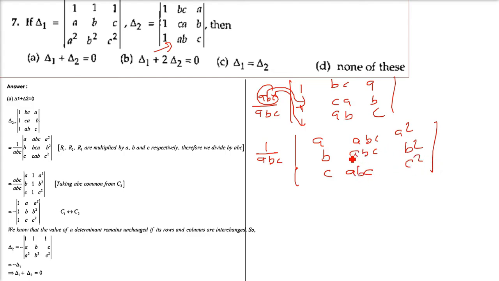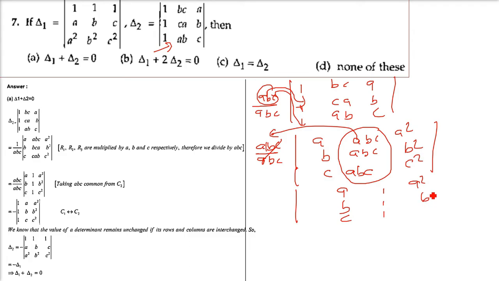Now let us take ABC common from the second column. ABC was already in the denominator, so just cancel it. So you get 1 1 1, A B C, A square B square C square. Now just change column 1 to column 2, that means exchange column 1 and column 2. And we always remember that when we exchange two rows or two columns, we have a negative sign outside. Column 2 and column 1 we are exchanging. So 1 1 1, A B C, A square B square C square. So this negative was there.